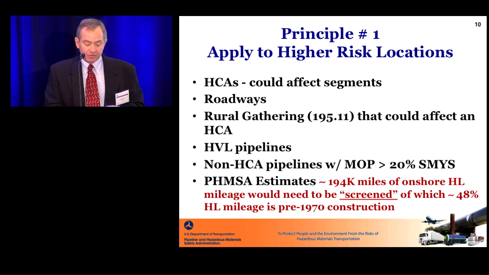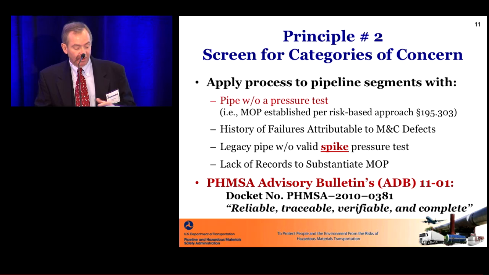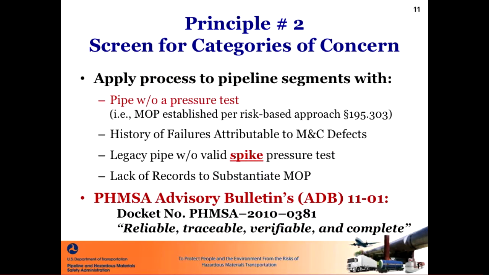Principle number 2, screen for categories of concern. Okay, we're going to apply the process to which type of segments? Number 1, it would be pipe without a pressure test. Number 2, it would be pipelines with a history of manufacturing and construction defects.